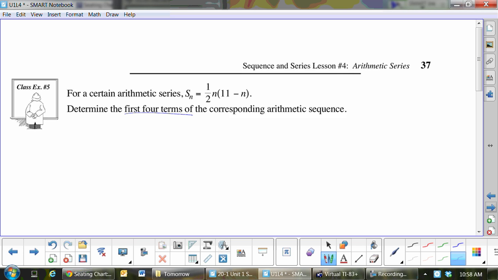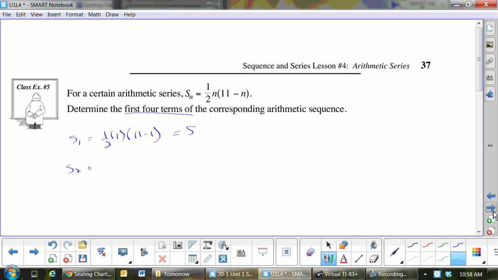Well, that's easy, right? Let's find S1. What does S1 mean? The sum of all the 1 numbers, right? So if there was 1 number, I want the sum of it. That would be 1/2 times 1 all times 11 minus 1. So what would that answer be? 5. Good.